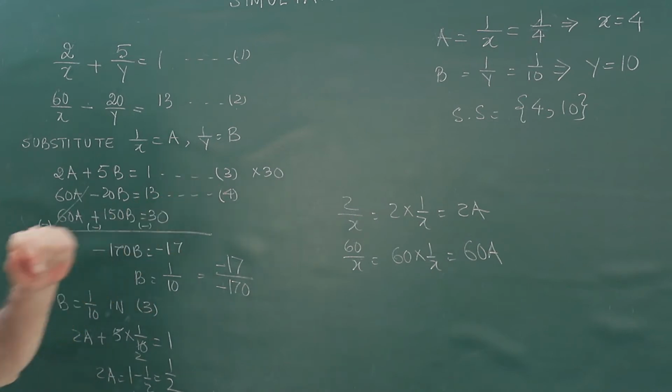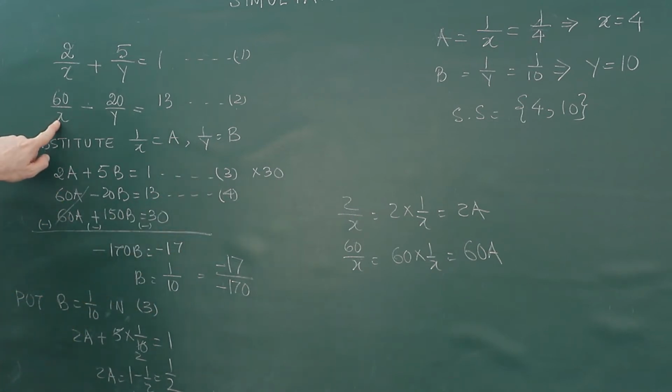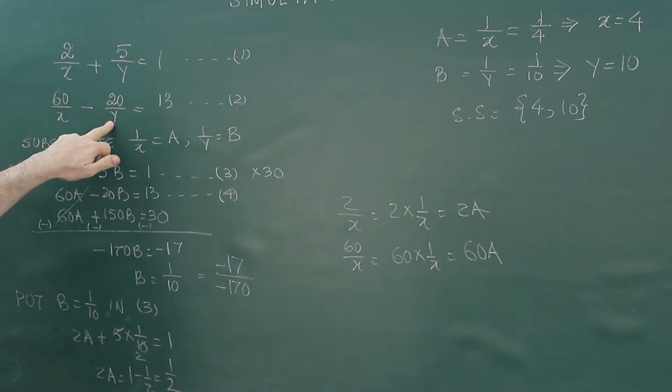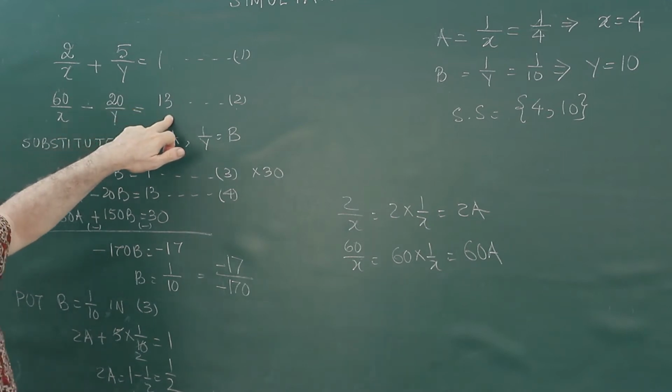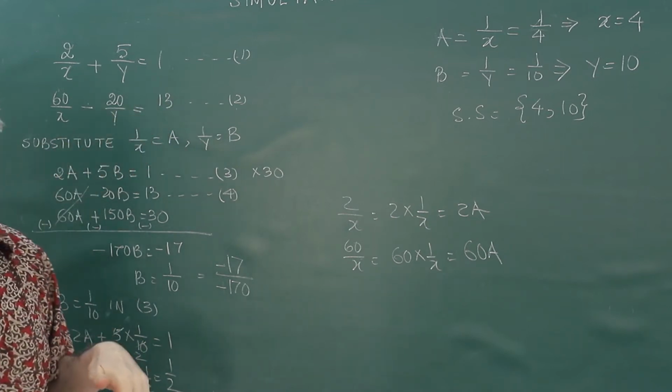If I put x is equal to 4 here, 4 15s are 60. Here if I put y is equal to 10, 10 2s are 20. So 4 15s are 60, and 10 2s are 20. So 15 minus 2 will be 13. So both the equations are satisfied.